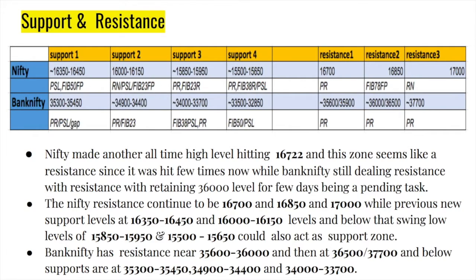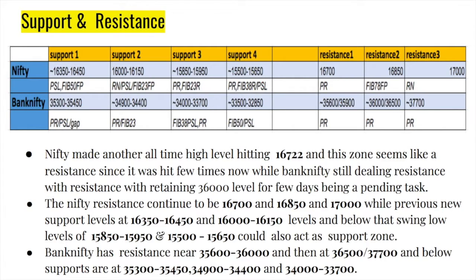Now, support 3 is 15,850 to 15,950. This is the old Fibonacci 23 retracement level, and it's also the previous resistance from where it broke out. Support 4 is 15,500 to 15,650. That level is a Fibonacci 38 retracement level, and is also a previous swing low level and the previous resistance zone. So these are the Nifty support levels.